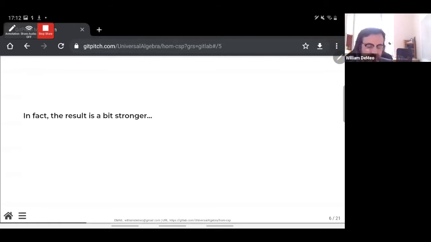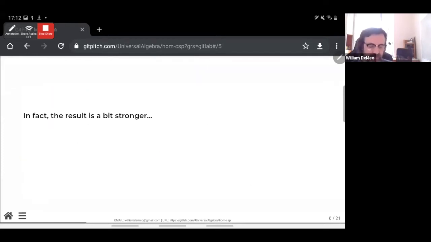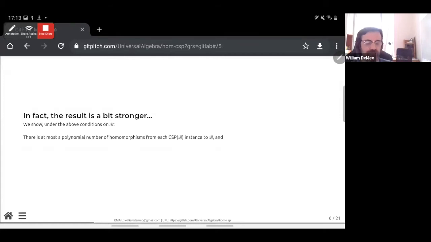So let me explain how this result is a bit stronger than what I stated. What did I state? I said that we have this result that the CSP of B is either in P or it's NP complete for these Boolean structures. But actually, we proved something a little bit stronger: under the above conditions on B, which is this Boolean structure, so the universe is 0 and 1, and it has finitely many operations and finitely many relations, and these are of finite arity, then there's at most a polynomial number of homomorphisms from each instance of CSP B to B.